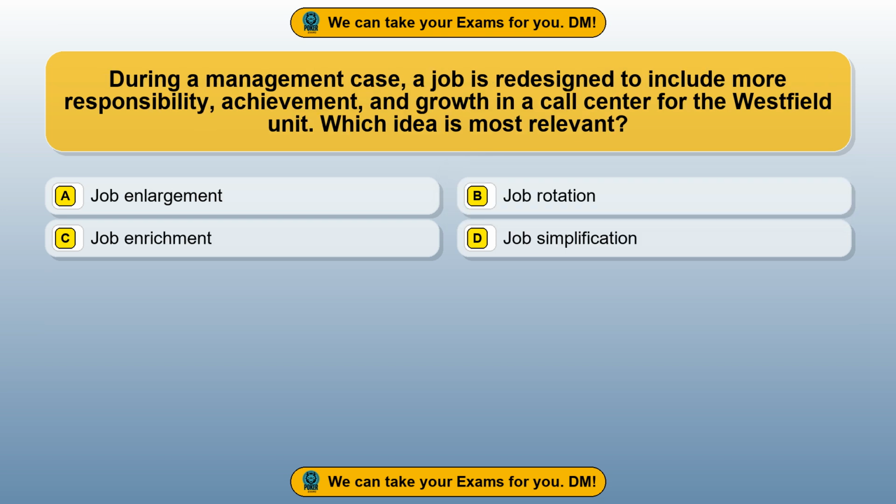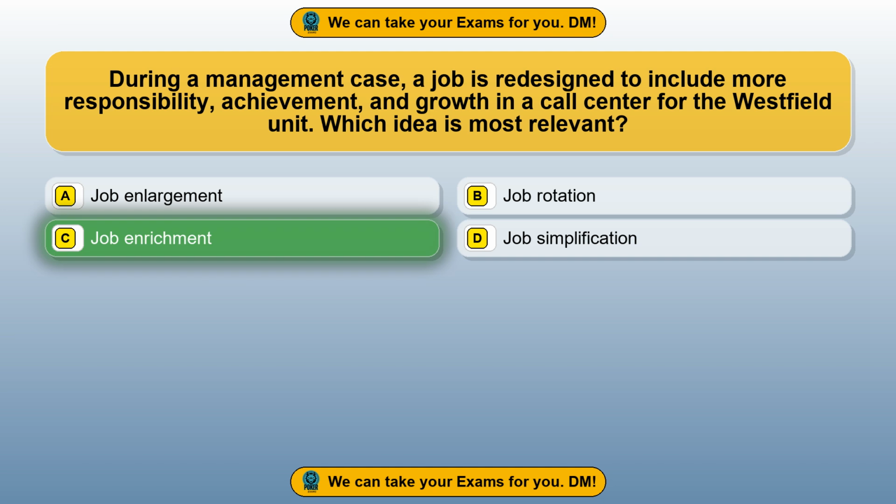Question 54. During a management case, a job is redesigned to include more responsibility, achievement, and growth in a call center for the Westfield unit. Which idea is most relevant? Option A, job enlargement. Option B, job rotation. Option C, job enrichment. Option D, job simplification. The correct answer is option C, job enrichment.